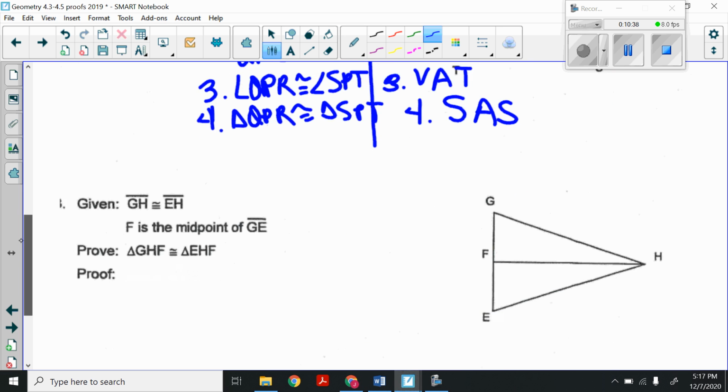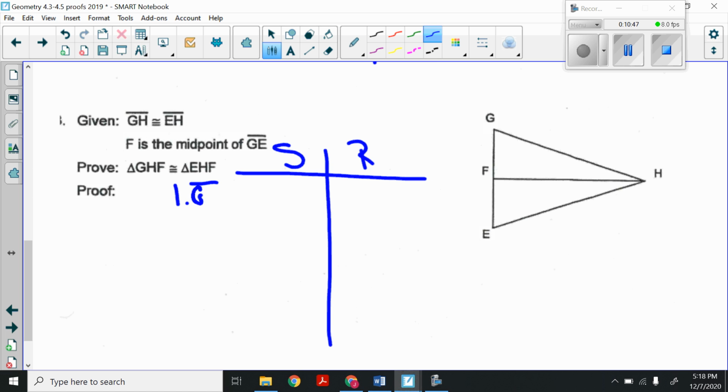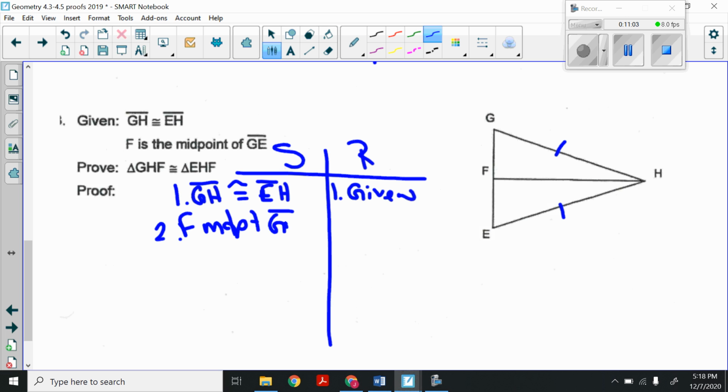Moving on to number 3. So again, our statements and our reasons. Number 1, segment GH is congruent to segment EH, given. So let's mark that, GH and EH. Number 2, they tell me F is the midpoint of GE, given.